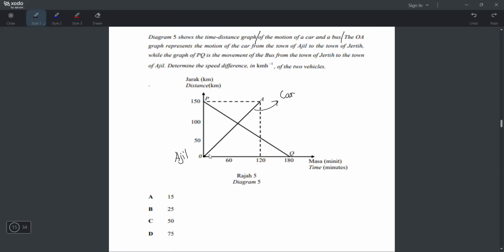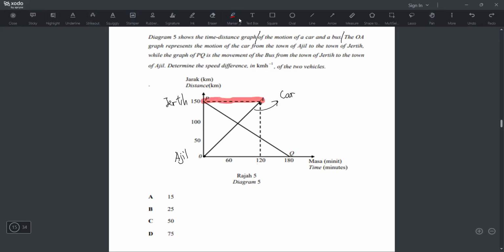And then he just moves 120 minutes. Dia punya distance the 150. So I think this is when he reached the Jerte. Okay. It means that I can use my highlight. I can highlight this. And this is Jerte. And then I can highlight this.